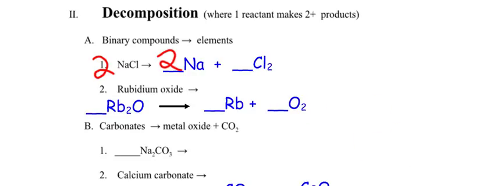So now we're trying to balance it. If we look at my rubidiums, I need two rubidiums. But wait a minute, before I mess this up, I have one oxygen here, two oxygens here. So I'm going to put a 2 here, and I'll put a 4 in front of rubidium.